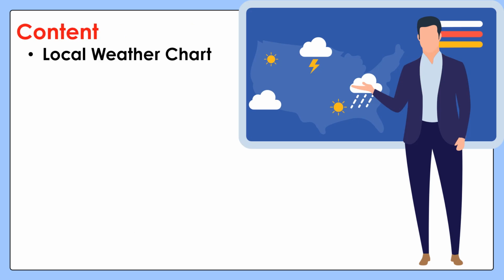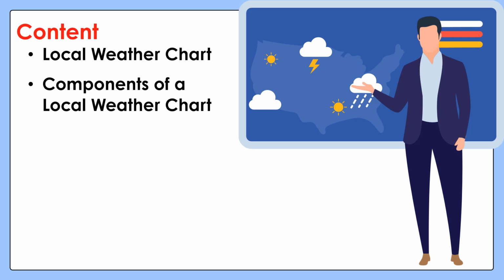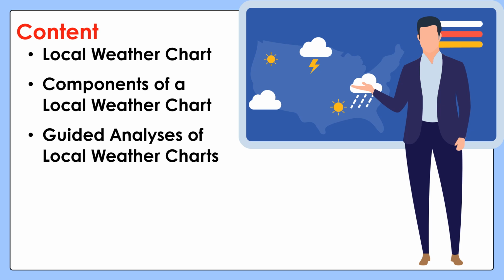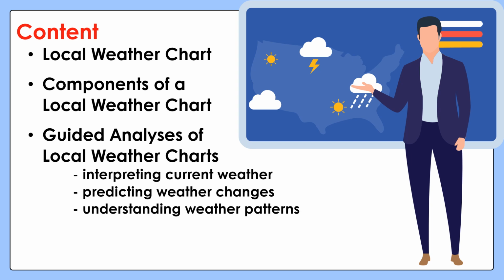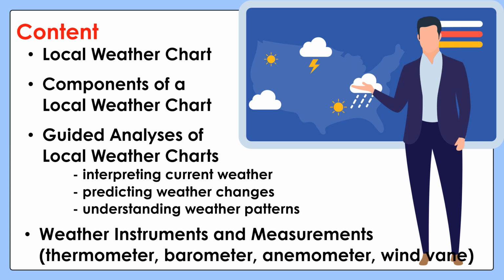Content: local weather chart. Components of a local weather chart: guided analysis of local weather charts. Local weather charts like interpreting current weather, predicting weather changes, understanding weather patterns. Weather instruments and measurements such as thermometer, barometer, anemometer, and wind vane.